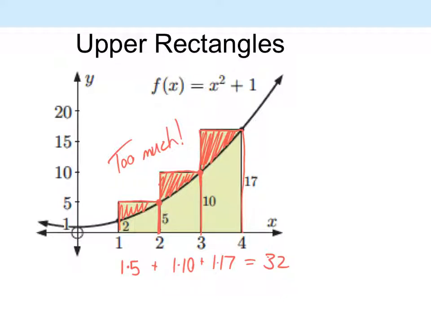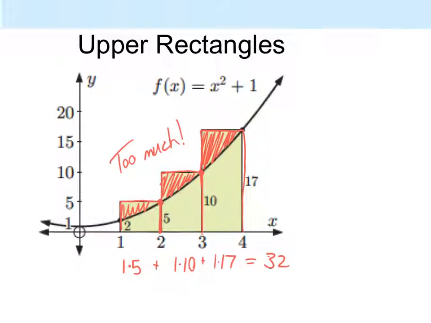Now, we can also do lower rectangles, which if the function is increasing, the lower will be the left-hand side. Now, if this function were decreasing, those would be switched. So if it says upper and lower, you have to look at whether those are left or right, depending on whether the function's increasing or decreasing.